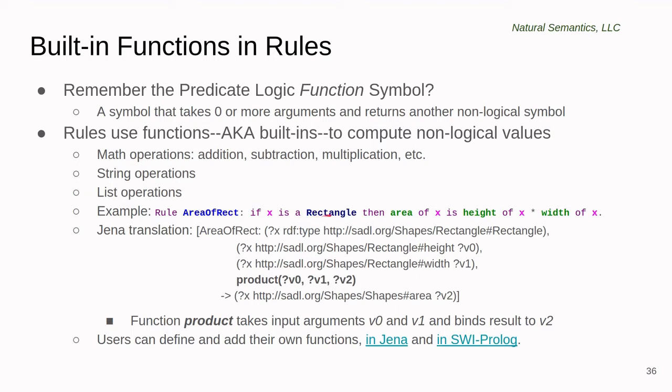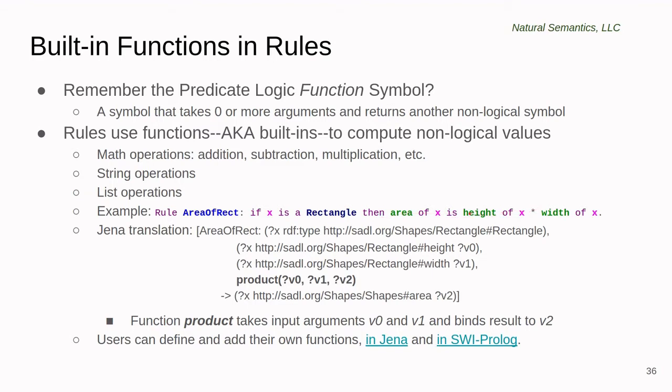For example, suppose we had the rule to compute the area of a rectangle. It might say if x is a rectangle, then the area of x is the height of x times the width of x. So from our knowledge base, we could find the rectangles, the area of the rectangle, the height and the width of the rectangle, but there's no way in our knowledge graph that we can multiply that value of height and that value of width together.